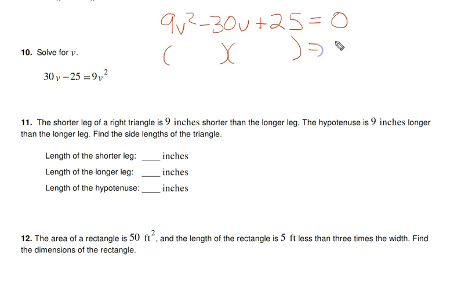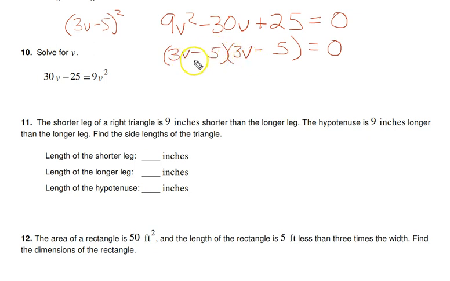There are no common factors. And I can see this is a perfect square trinomial. So 3v, 3v, 5 and 5, and they're both going to be negative like so. So if I FOIL this, or another way to write that, of course, would have been 3v minus 5, the quantity squared.